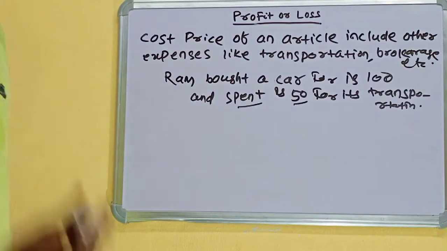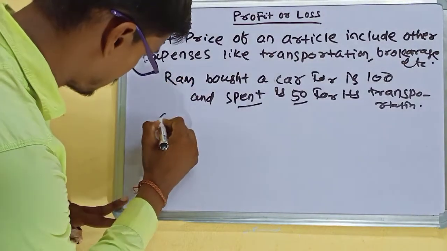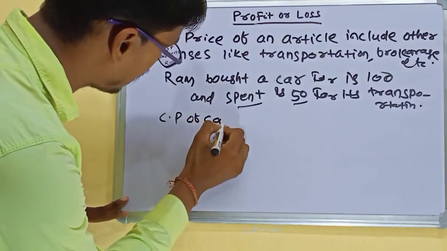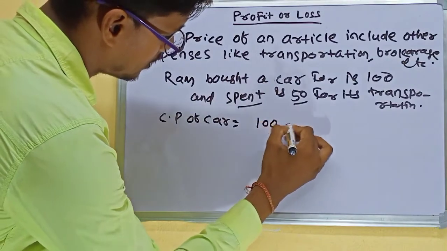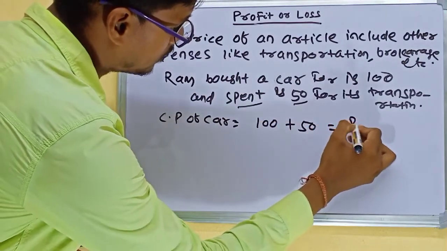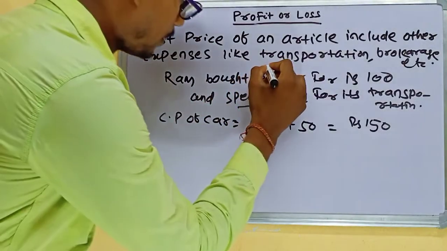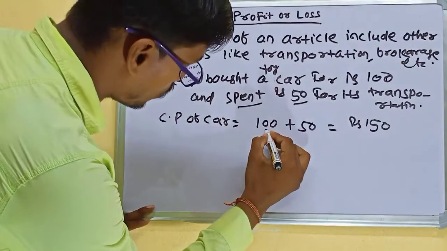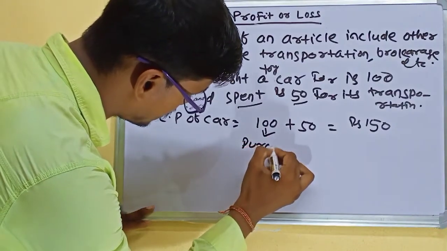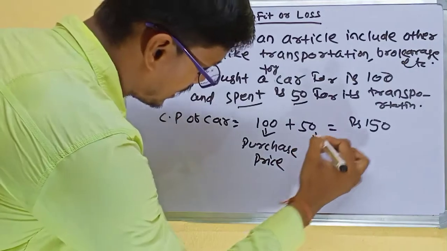So what is the cost price of a car? CP of car is equal to 100 plus 50, which is equal to rupees 150. Rupees 150 is the cost price of the toy car. Here 100 is the purchase price.